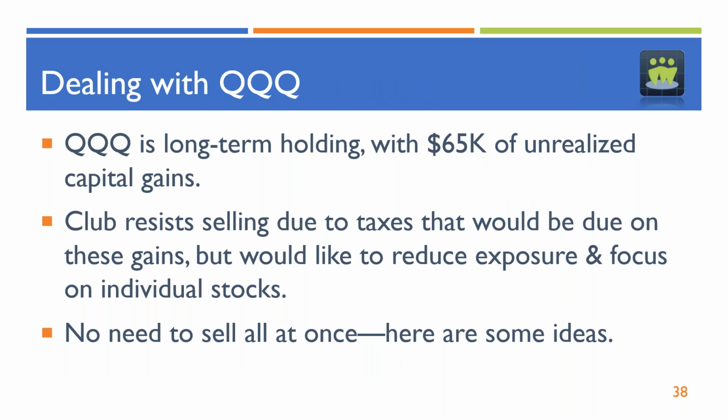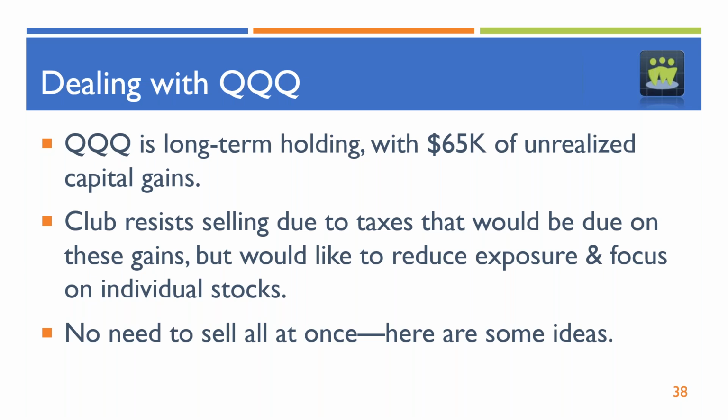So QQQ in this club's portfolio is a long-term holding. I think it goes back to 2000, probably when that QQQ was a new offering on the markets, and they have, this is a mature club. They've got $65,000 of unrealized capital gains. If they were to sell today, that's how much they would be. Their members would be liable for capital gains on the sale. So obviously, the club would not like to pay all those capital gains, but how could they reduce the exposure?